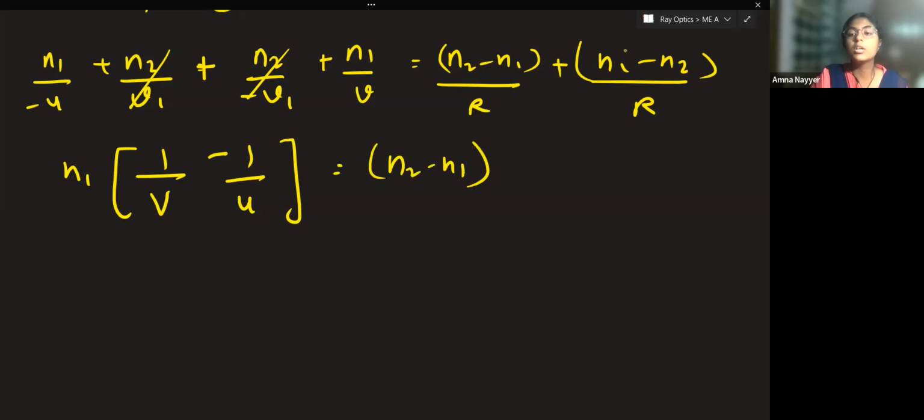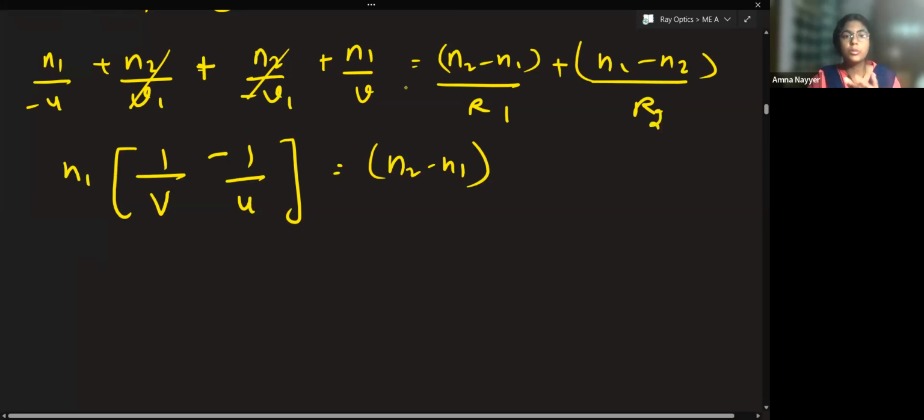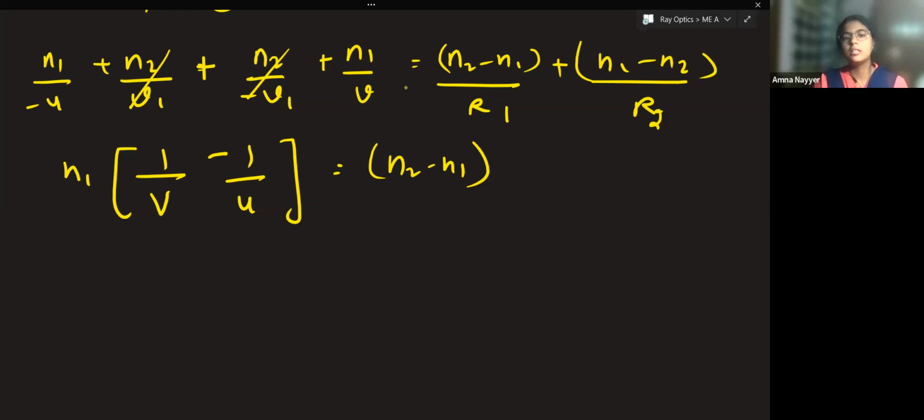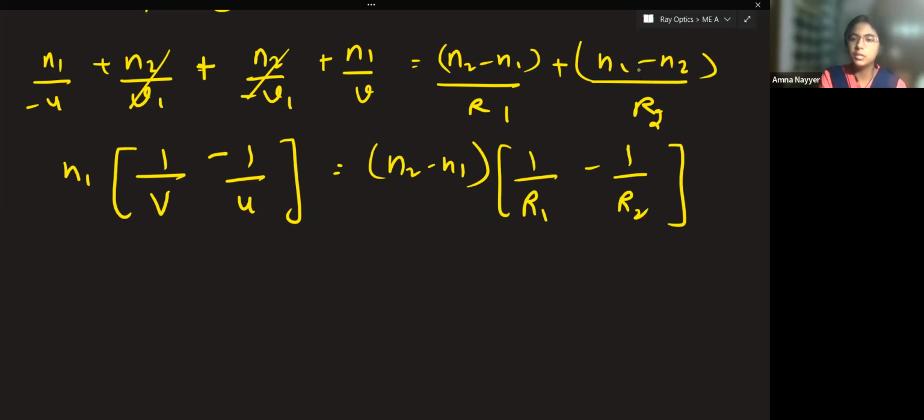You are left with, okay, one more thing class, not R. For the first one, this was R1. For the second it will be R2, because now the radius will also get changed, not R1. If only we write one single R, then there's no point of having two radii. So this becomes 1 by R1 minus 1 by R2, because N2 by N1 I have taken common from here.